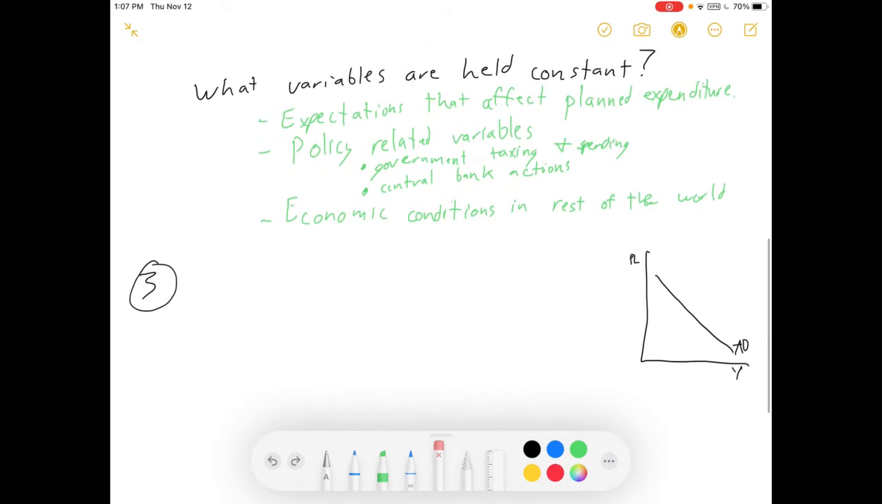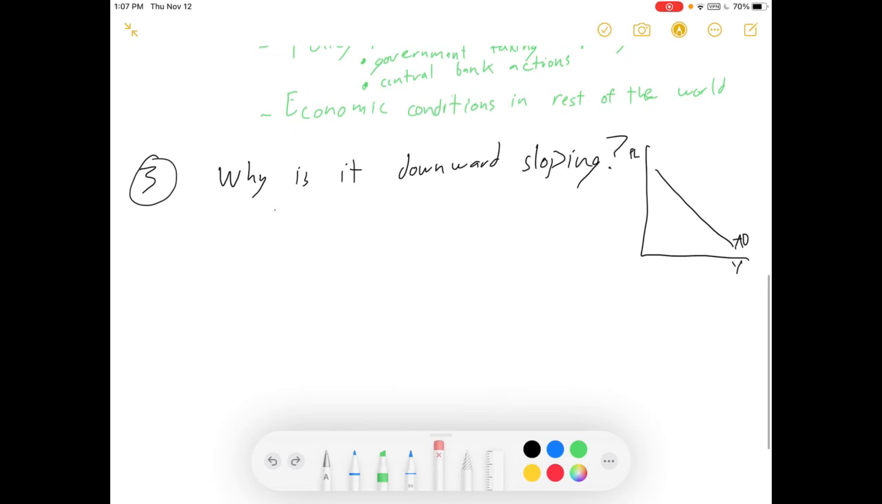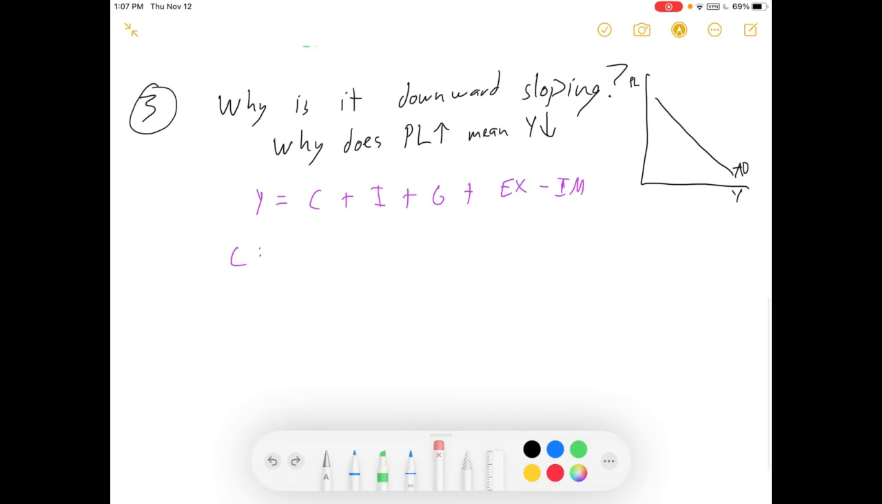So let's talk about its shape. There it is, this downward sloping beauty. Why is it downward sloping? Since we're allowing prices and income and stuff to change, that might mess with some of our intuition, but I'm going to explain that the reason price level and GDP are negatively related has to do with this equation. Y equals C plus I plus G plus net exports. Because the price level can or does negatively affect each component on here.